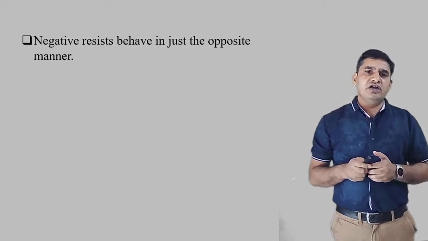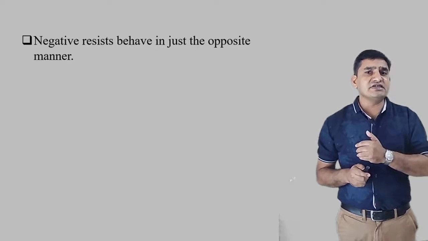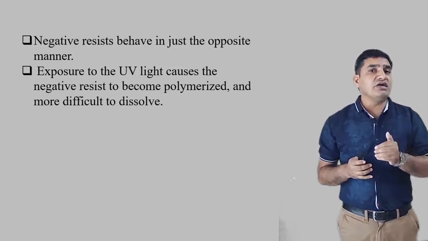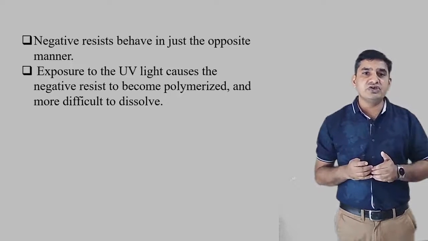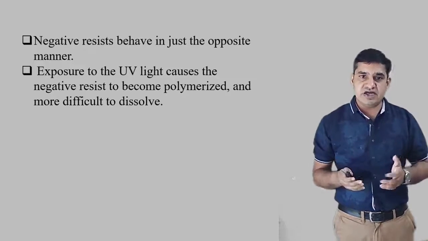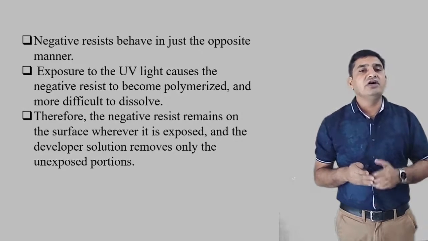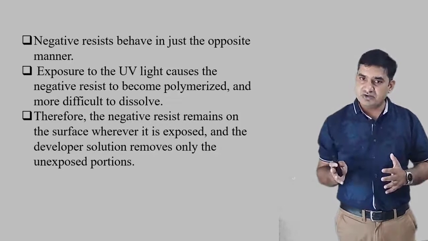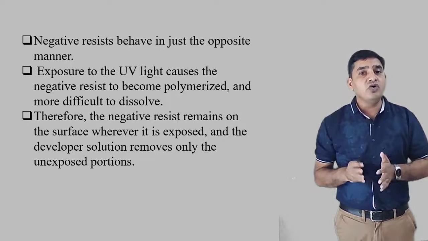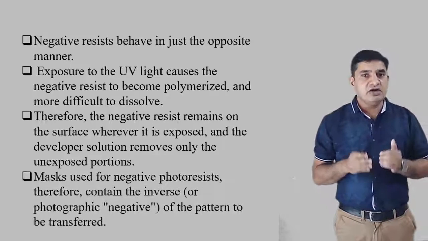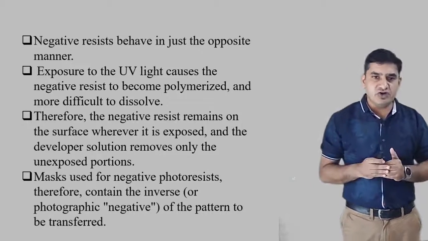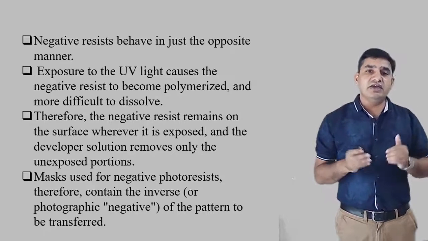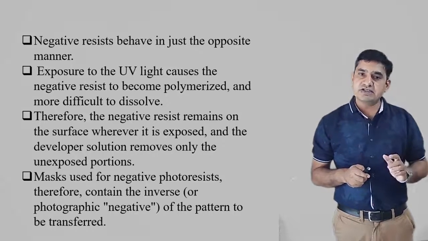Now in the case of the negative photoresist, the negative resist behaves in just the opposite manner to a positive photoresist. Exposure to the ultraviolet light causes the negative resist to become polymerized and more difficult to dissolve. Therefore, the negative resist remains on the surface wherever it is exposed, and the developer solution removes only the unexposed pattern. The mask used for a negative photoresist therefore contains the inverse, or photographic negative, of the pattern to be transferred.